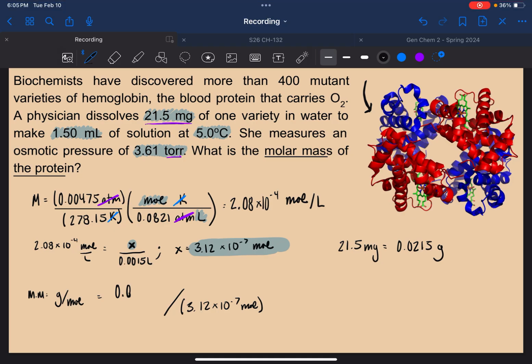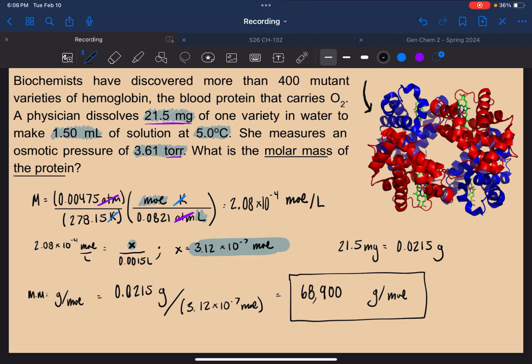We can plug this in. Our units will be grams per mole. And if you divide this all out, you're going to get a number. I'm going to round that number, and I'm going to round it to 68,900 grams per mole. Now you may be saying, whoa, that's a huge molar mass. It is, and this is a molar mass that is pretty normal for a protein size.